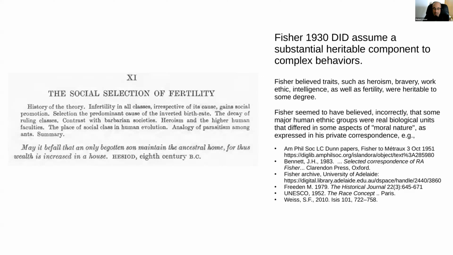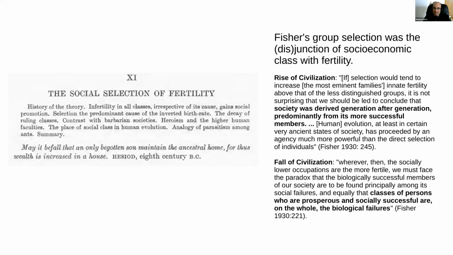In any event, I'm not trying to apologize for everything that Fisher wrote, but I do want people to know what he actually wrote in the 1930 book. Okay, now what is this multi-level selection 1 group selection mechanism to which I'm referring? I want to give you a little more detail on that point.